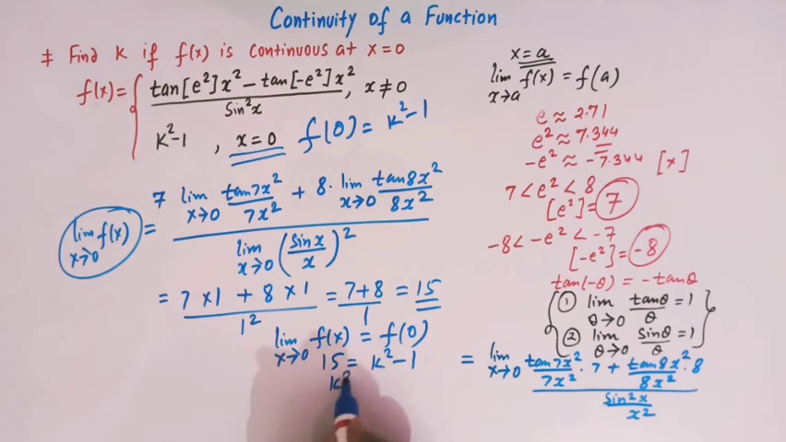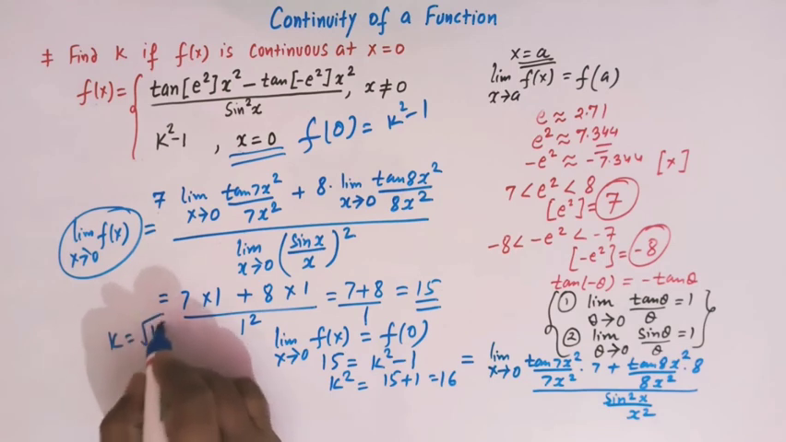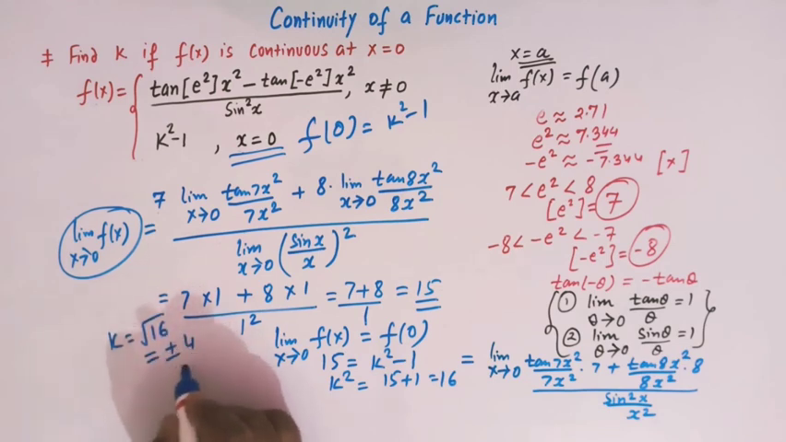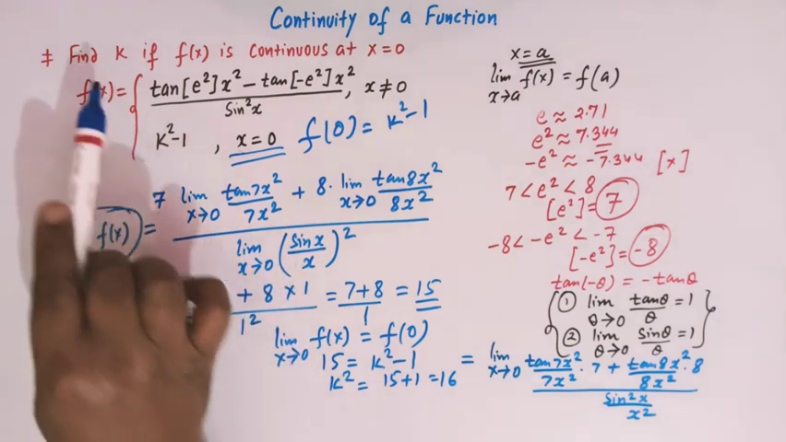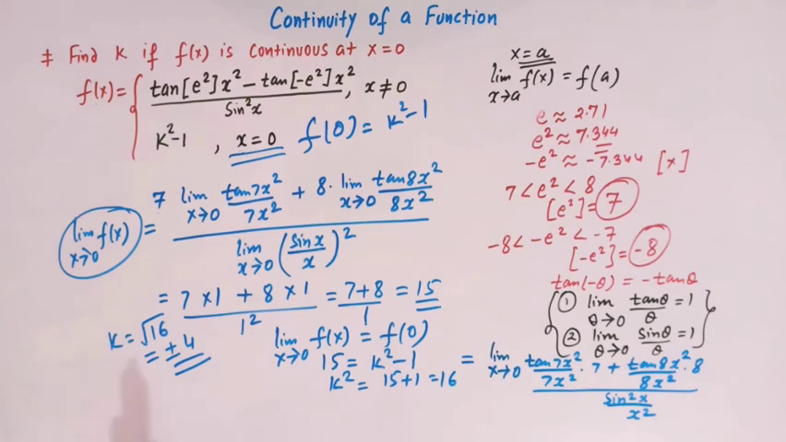So this is k square equal to 15 plus 1, 16. And k is the square root of 16, that is plus minus 4, right? So the value of k for which this function is continuous at x is equal to 0 is given by k is equal to plus minus 4, right? So viewers, this is how we solve this important problem.